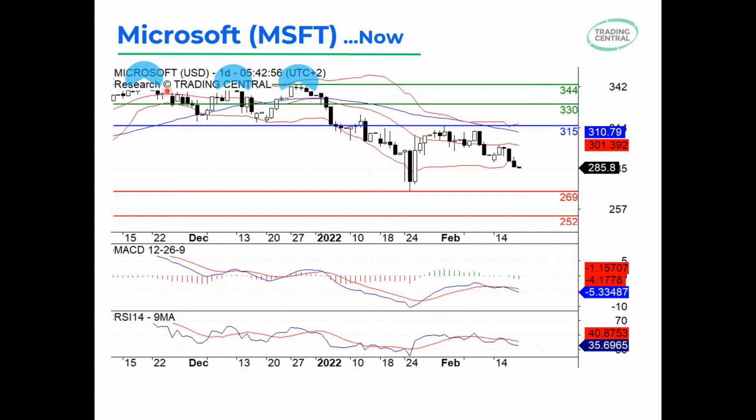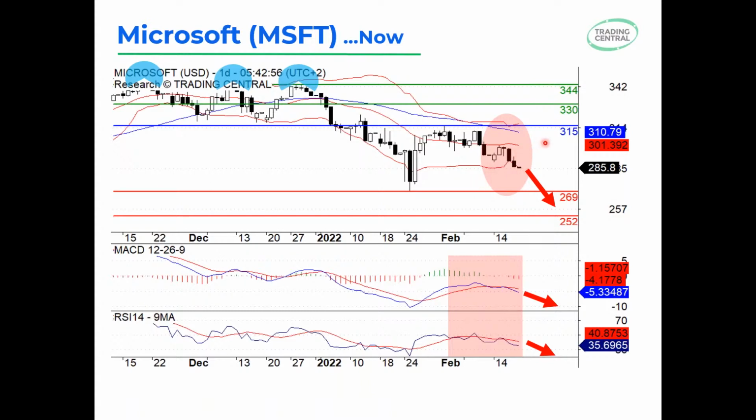Okay, we still see the red histogram chart here for momentum. We are seeing the RSI at 35. Okay, quite a downside momentum at the moment. And now the stock price has crossed below the lower Bollinger Band, which adds to the bearish bias of the stock for the short term.